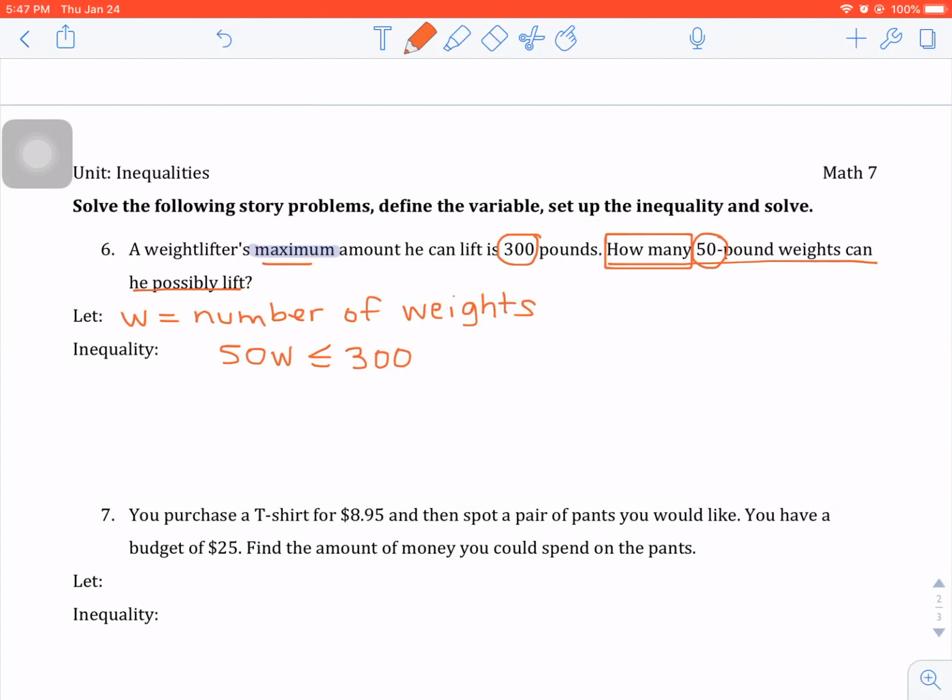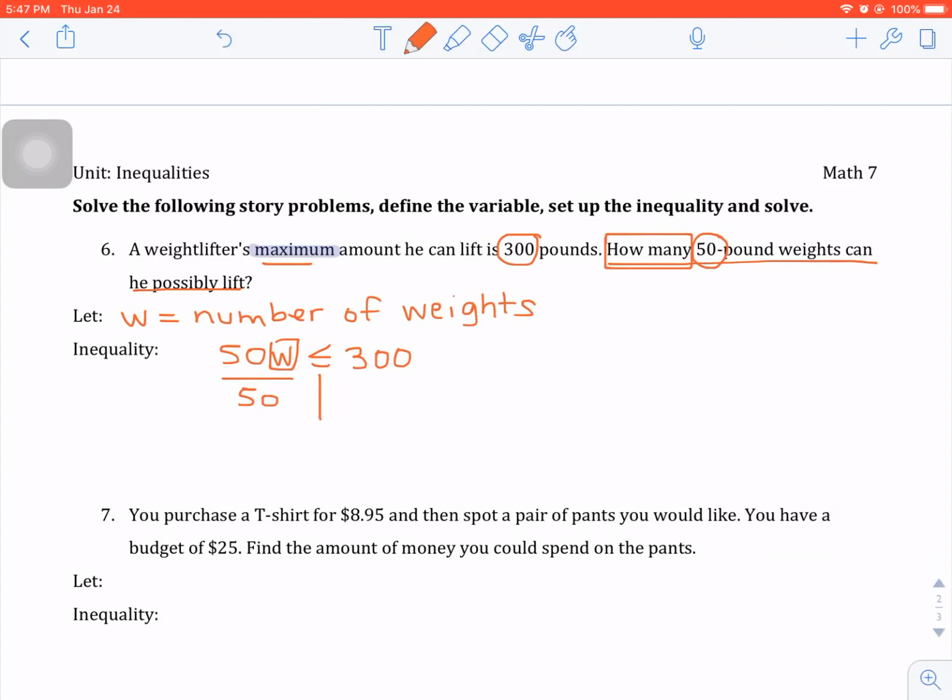So to solve this inequality, I have W on the left side of my inequality. So I know I am going to work on the left side. 50 is being multiplied times W, and we are going to take the opposite operation to undo that multiplication so that we can isolate W or get W by itself. So I know I'm going to divide by 50.